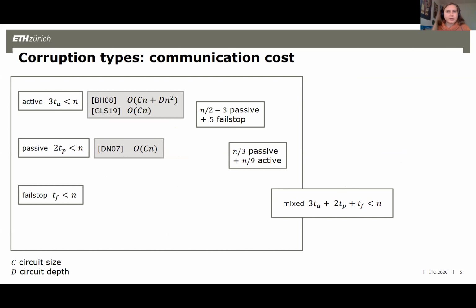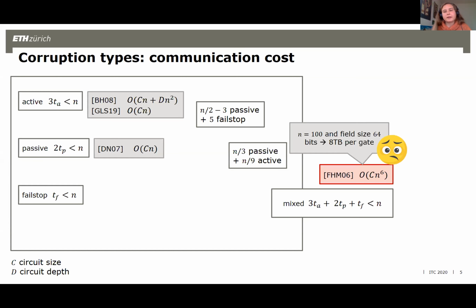As I said, we want to minimize the number of field elements sent, and we measure complexity in the number of parties n, the circuit size c, so the number of gates, and the circuit depth, which is the multiplicative depth of the circuit. For the pure settings, we have super efficient protocols which are linear in the circuit size and the number of parties. For the passive setting, we have the protocol by Damgaard and Nielsen. For the active setting, last year we actually got the first linear protocol. The first one also had this quadratic term.